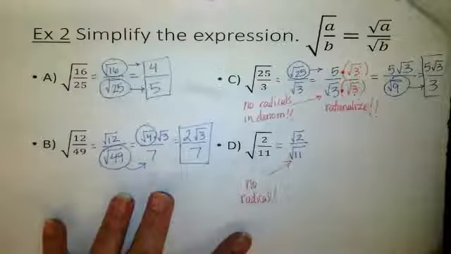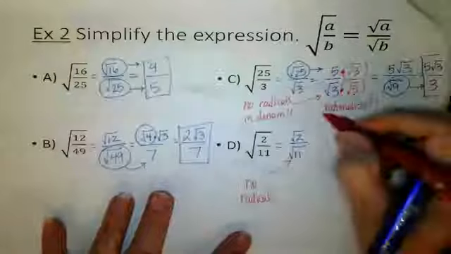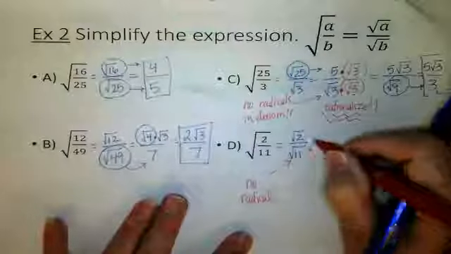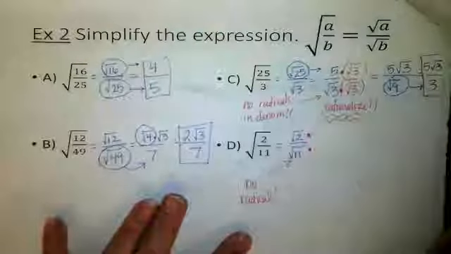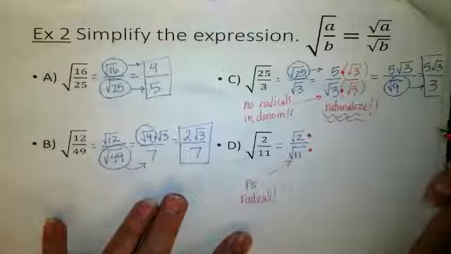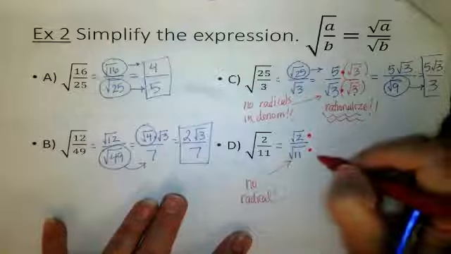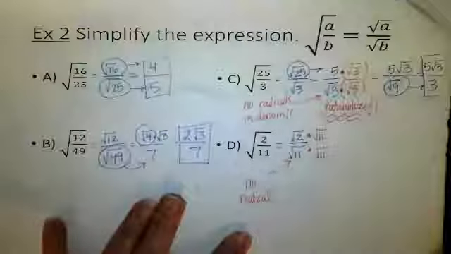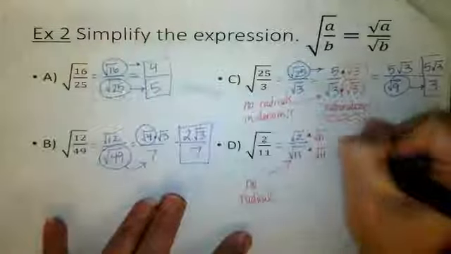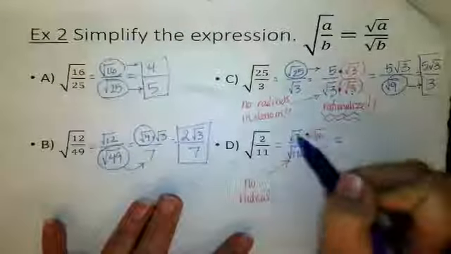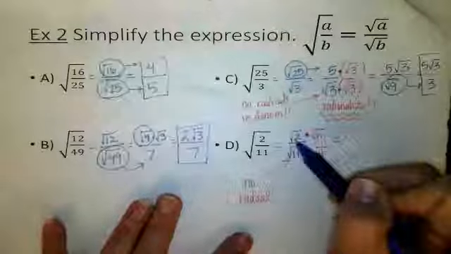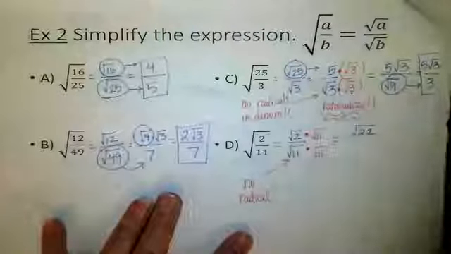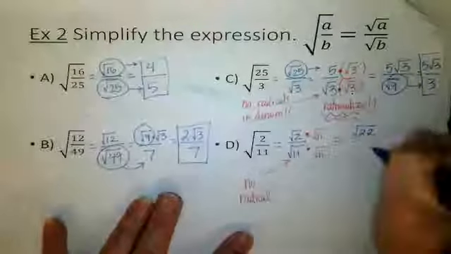What's the word? Rationalize. Use the words. All right, rationalize. So what am I going to multiply top and bottom by? Radical 11. We're going to multiply top and bottom by radical 11. Now, both of these are totally radical numbers, so we can multiply them together. So we get radical 22. 2 times 11 is 22.